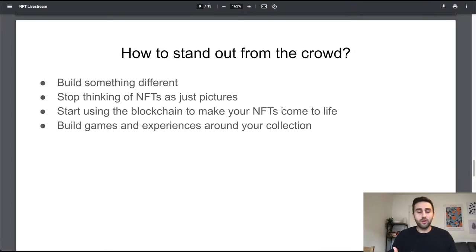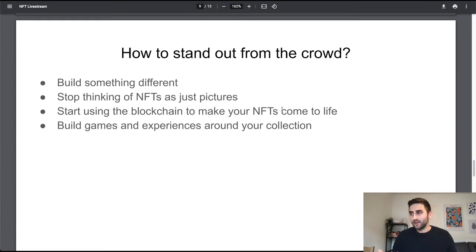And so these are some of the things that you need to start thinking about if you actually want to build your own NFT collection which is going to succeed in the future of the NFT marketplace, right? And the other thing is taking that one step further and building games and experiences around your collection, which is really going to make people want to use them or make them feel special or different when they are interacting with those things.